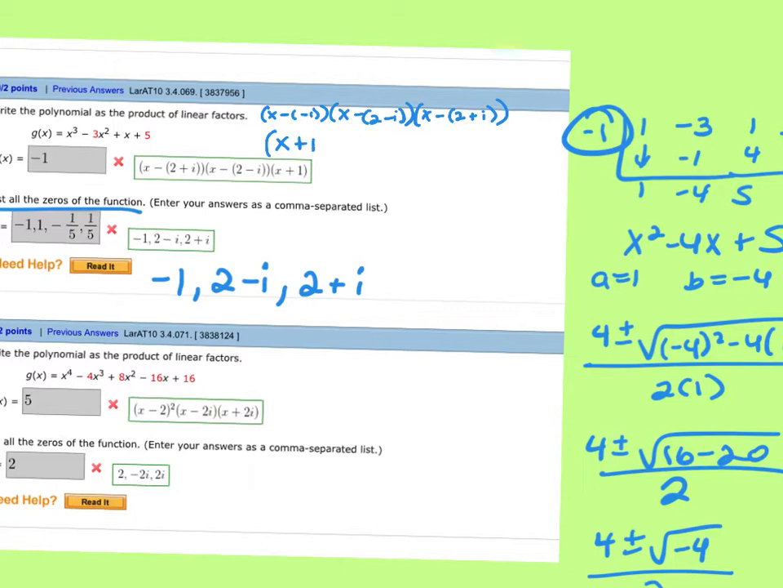This becomes x plus 1. The signs always change. x minus 2 plus i and x minus 2 minus i. And this is the linear factored form. So a product of linear factors, that's what it looks like.